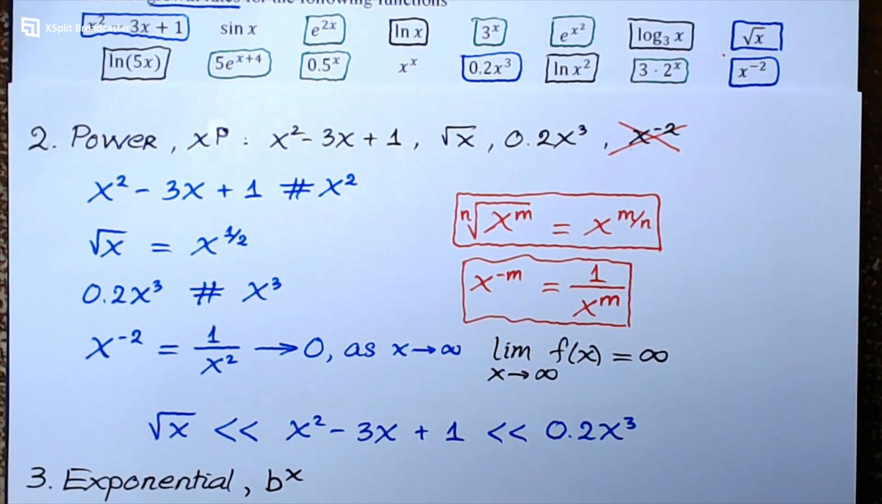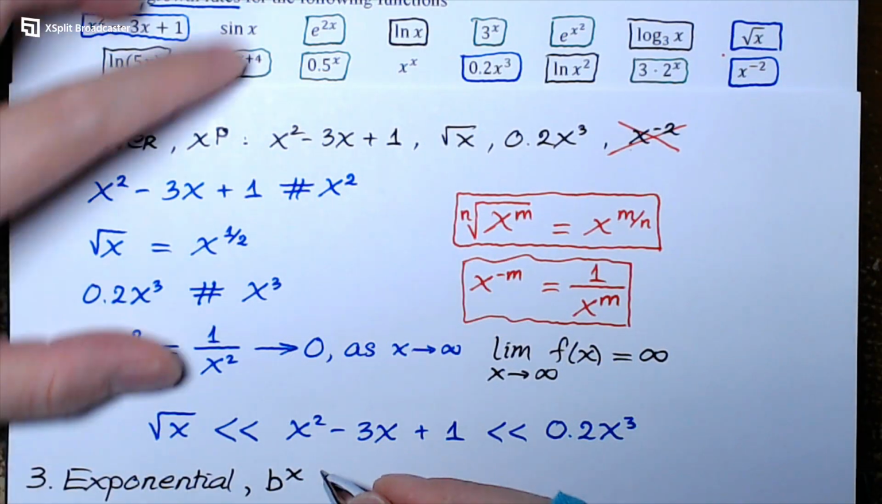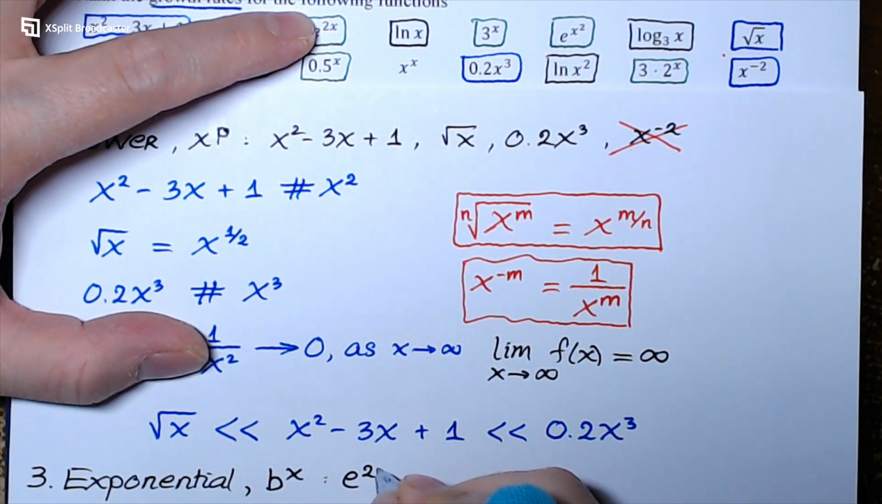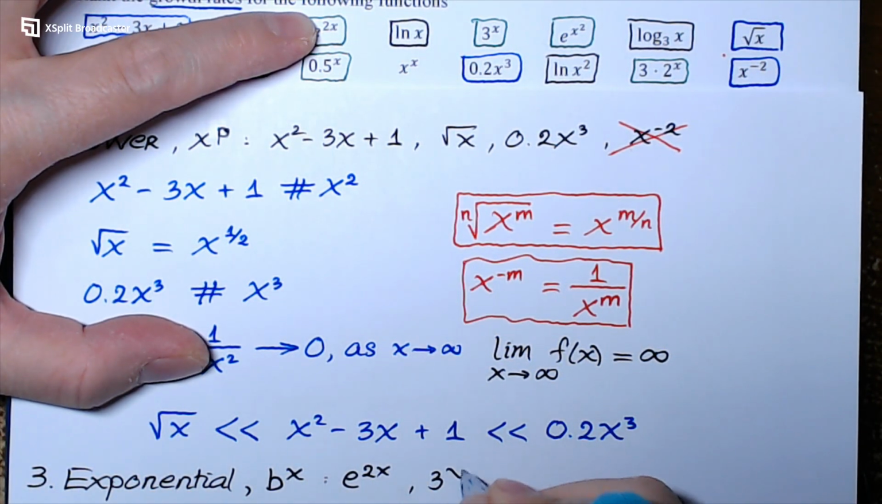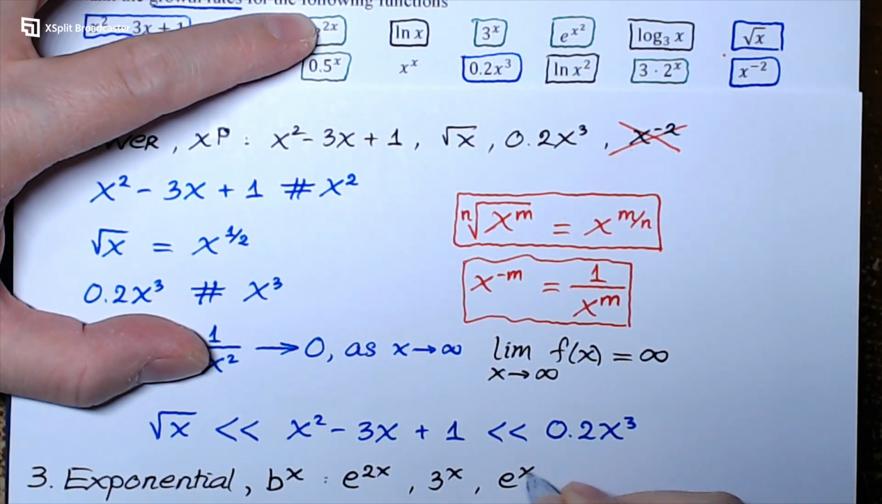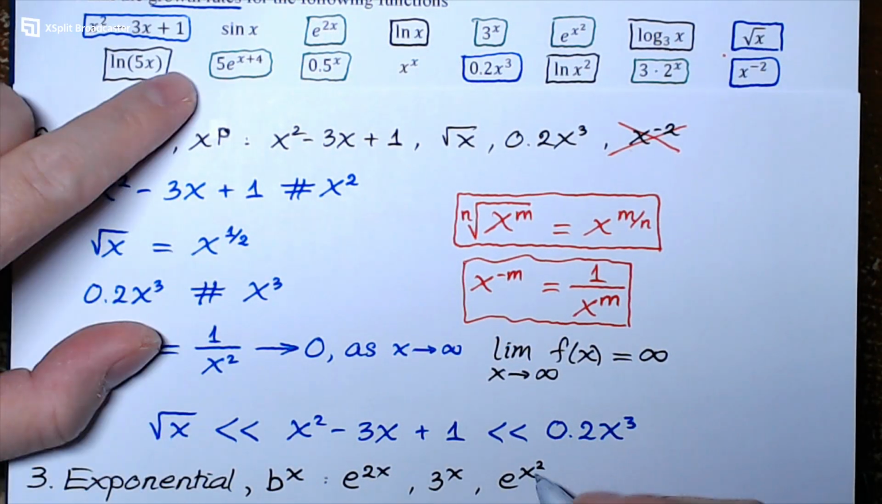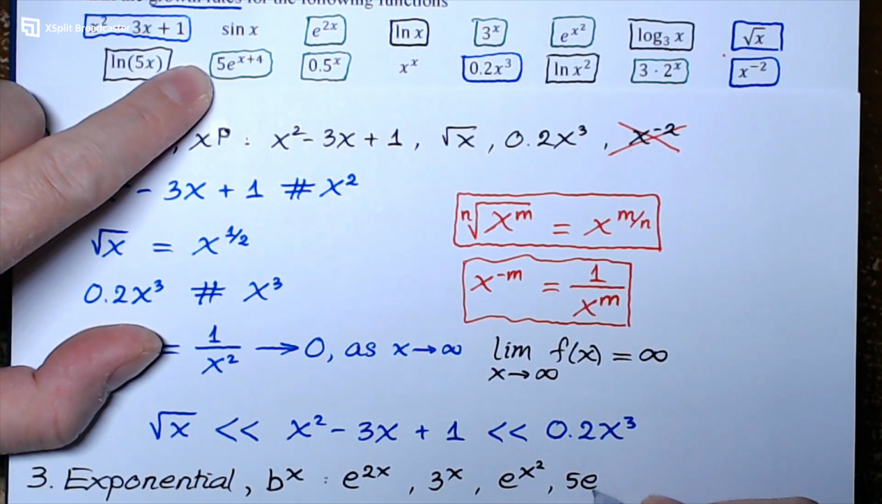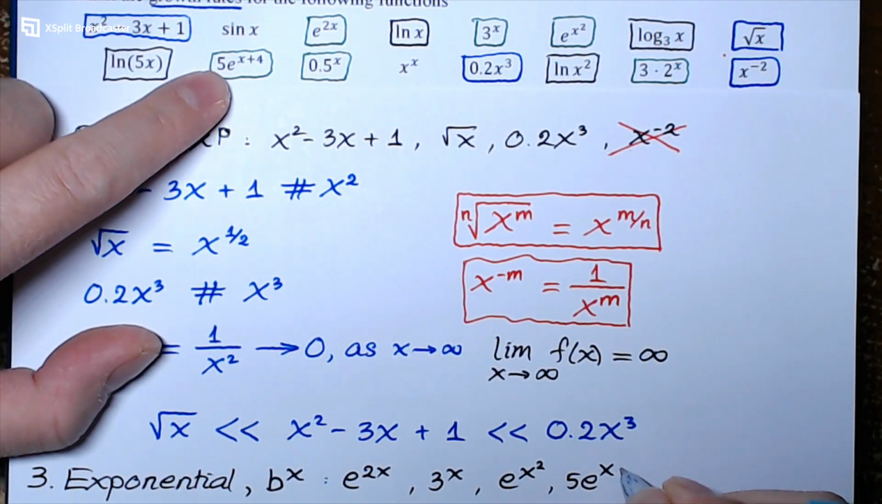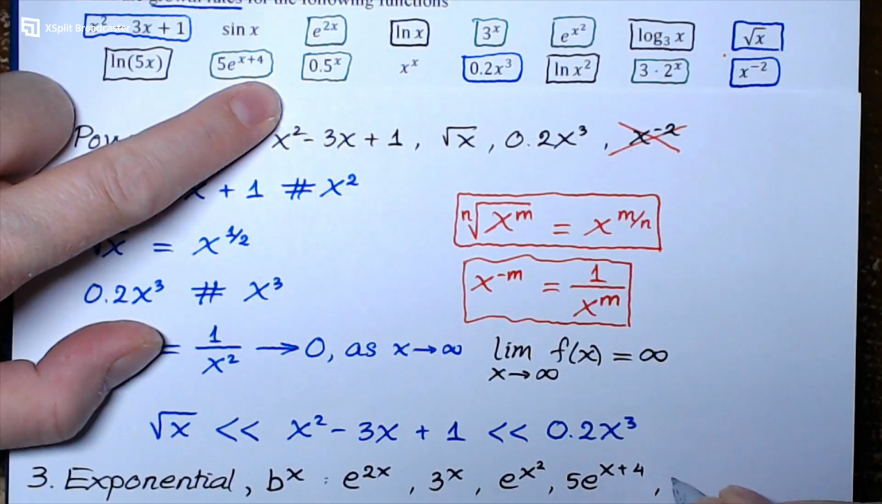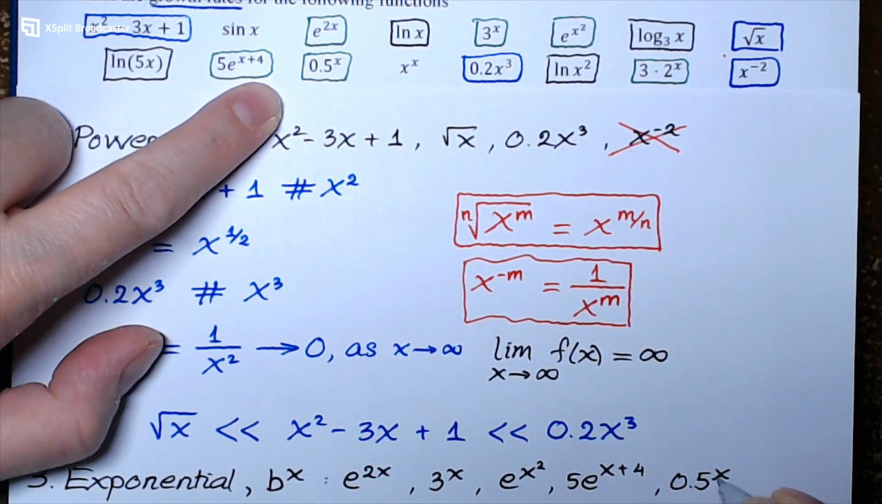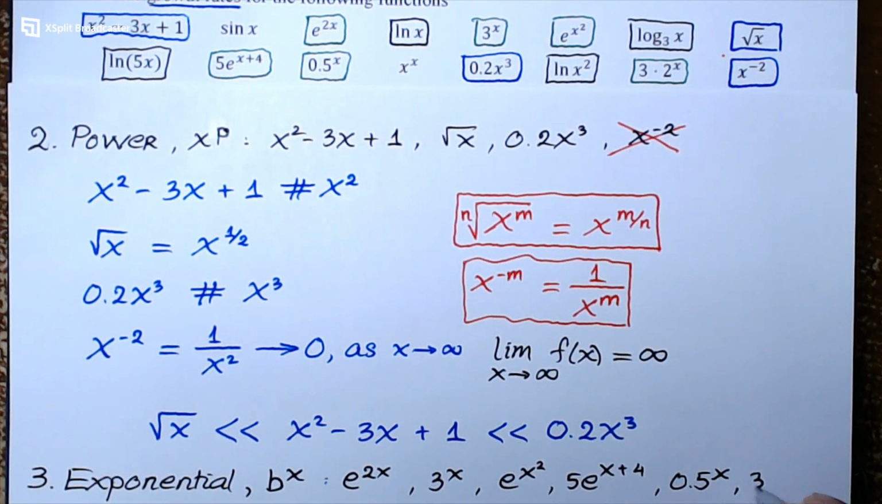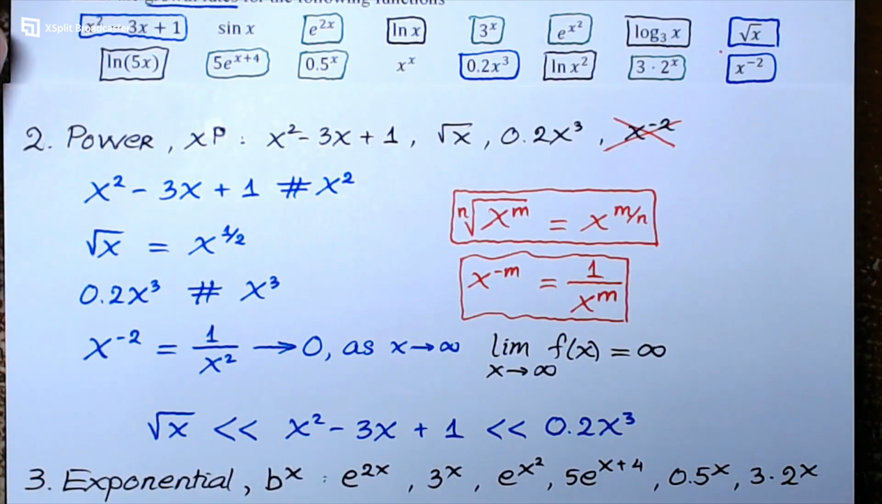Okay, exponential. Let's write down what we have in exponential functions. Okay, e to the 2x, 3 to the x, e to the x squared. Okay, 5e to the x plus 4, 0.5 to the x, and 3 times 2 to the x. Okay, so there'll be 6 of them.